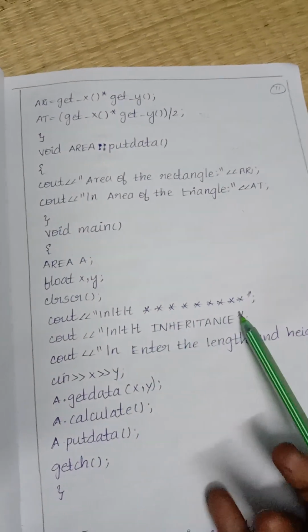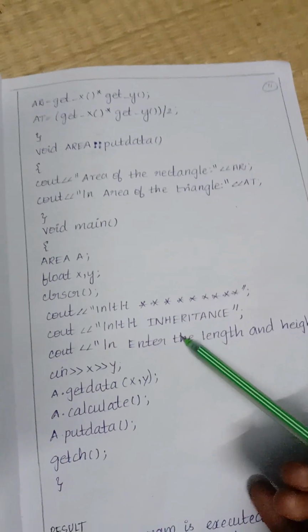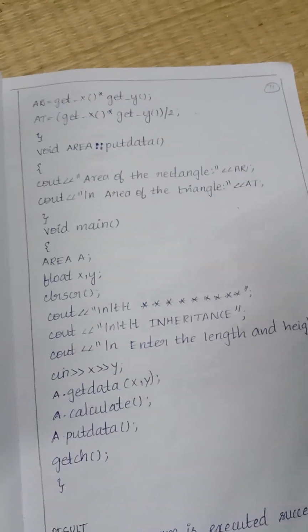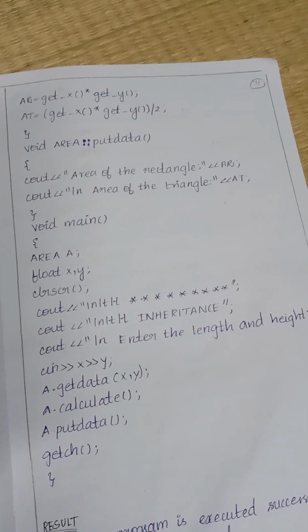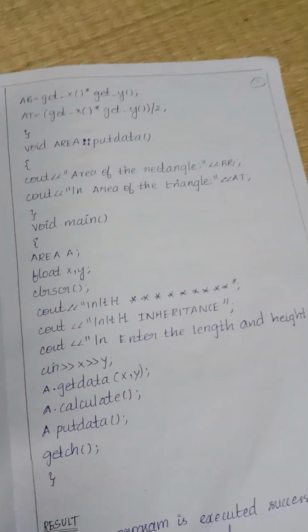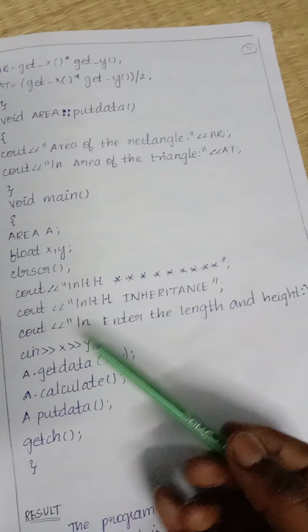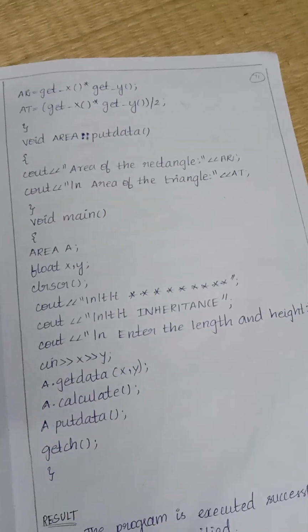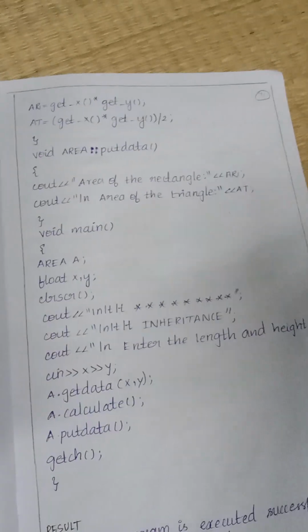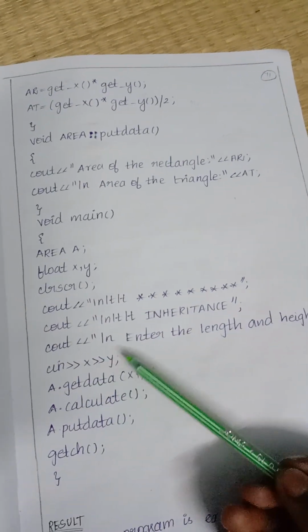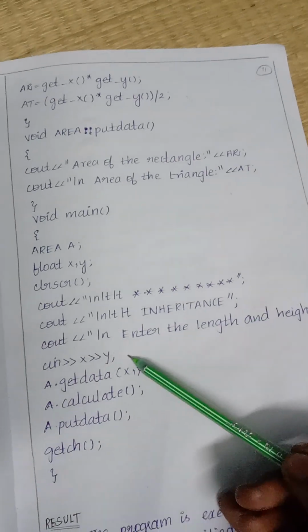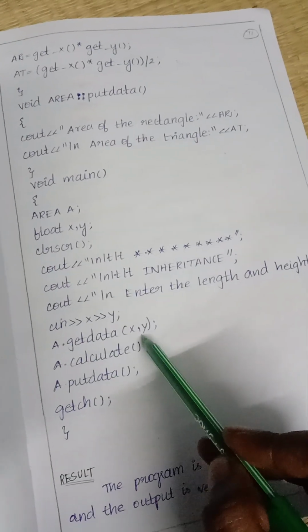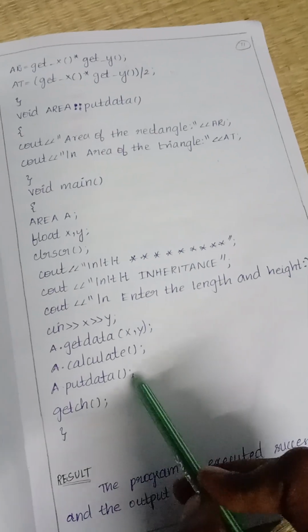So cout the name of the program, that is inheritance, and then cout what we want. For calculating the area of the rectangle we need a length and breadth, so for that we want the length and height. For that we cout: enter the length and height. We get the values of length and height from cin. So in cin we denote length as x and height as y. Then we call the functions by using that object. So a dot get data x comma y, a dot calculate, and a dot put data, close bracket.